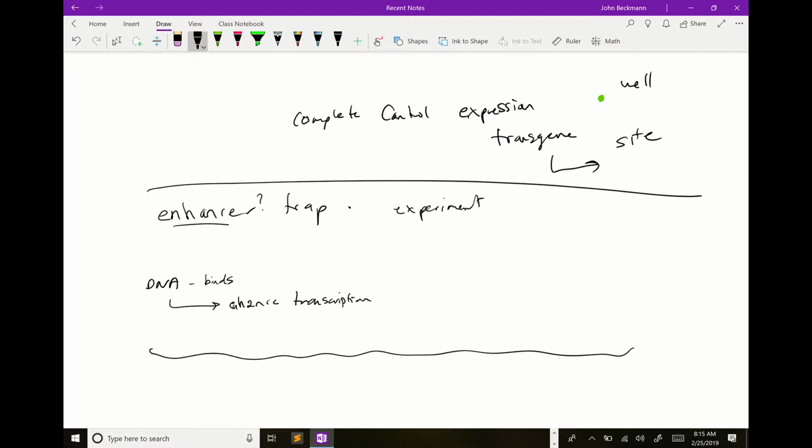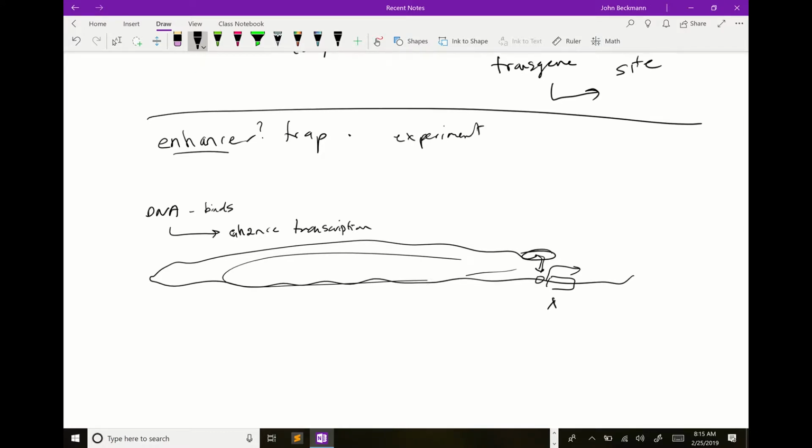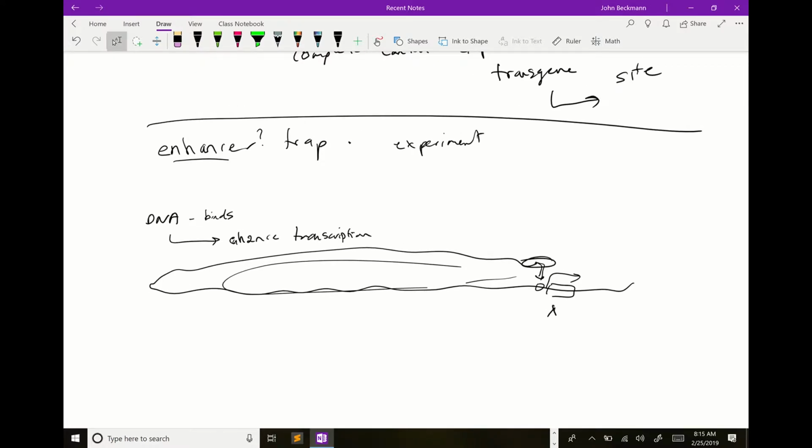Oftentimes you can find them very, very far away because they loop around. So you might have something that's 20,000, 100,000 base pairs away from your actual gene, but because of the structure of the chromatin, it might always be in physical proximity to the gene of interest. So you could find an enhancer right here that might do something to regulate transcription of gene X. Oftentimes we want to know where these enhancer regions that regulate transcription of genes are, where you find them.